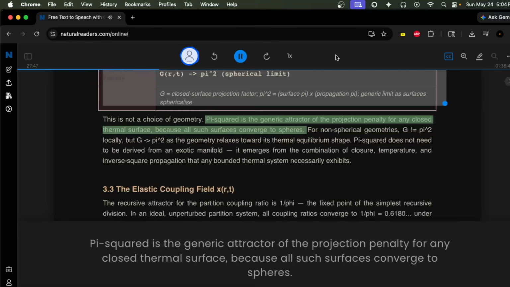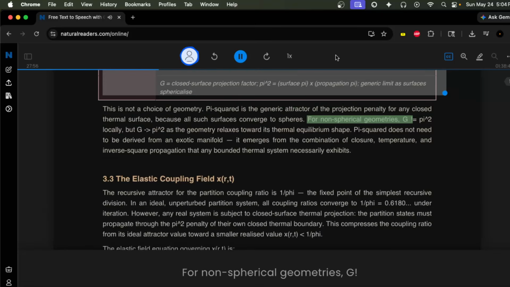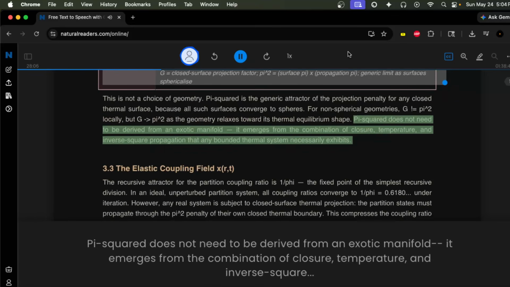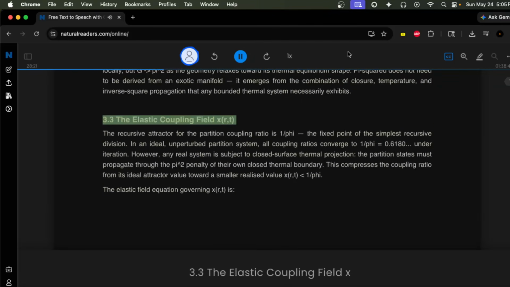Pi squared is the generic attractor of the projection penalty for any closed thermal surface, because all such surfaces converge to spheres. For non-spherical geometries, G is not equal to pi squared locally, but G → pi squared as the geometry relaxes toward its thermal equilibrium shape. Pi squared does not need to be derived from an exotic manifold, it emerges from the combination of closure, temperature, and inverse square propagation that any bounded thermal system necessarily exhibits. 3.3 The elastic coupling field X.